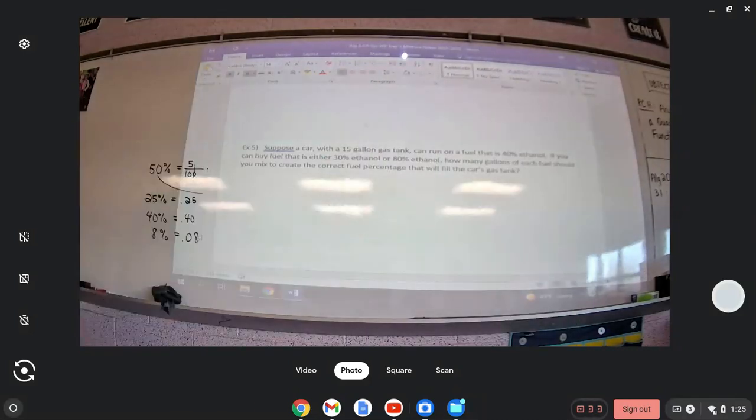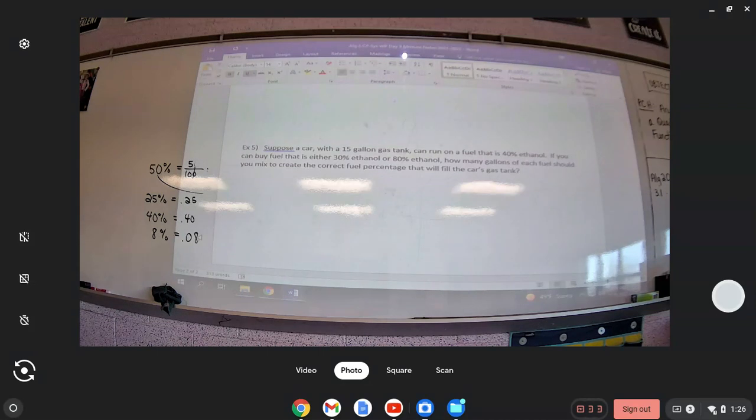All right, last one. Suppose a car with a 15-gallon gas tank can run on a fuel that is 40% ethanol. I don't know how to say that word. Is it ethanol? Thank you. All day. I need to know how to say that word, Steven. If you can buy fuel that is either 30% ethanol or 80% ethanol, how many gallons of each fuel should you mix to create the correct fuel percentage that will fill this car's gas tank?